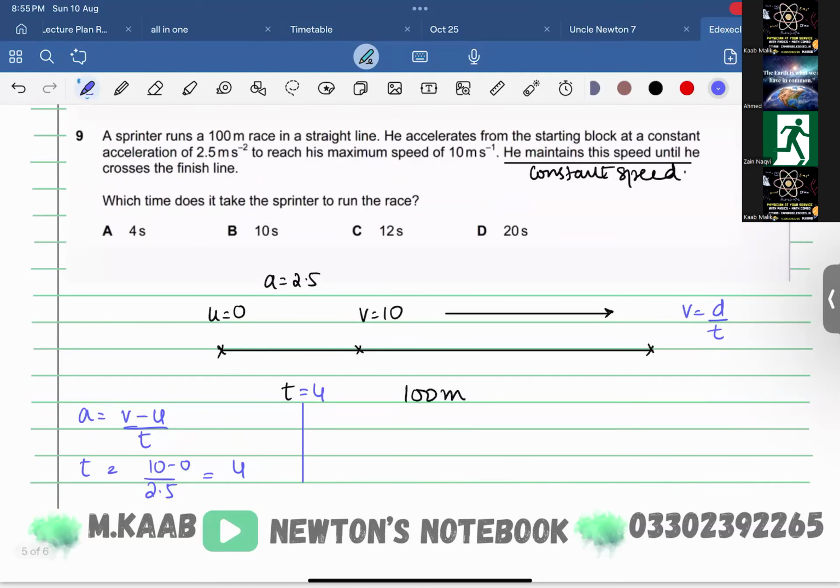If you have three quantities given, you can use any equation. Let's say I'm taking v squared minus u squared equals 2as, where a is 2.5. s is unknown, which we are interested in, final speed is 10 squared, initial speed is 0 squared. 2 into 2.5 is 5, so 5 times s equals 100. So s equals 100 divided by 5, which gives you 20. This means this distance is 20, meaning the other portion is going to be 80, right?